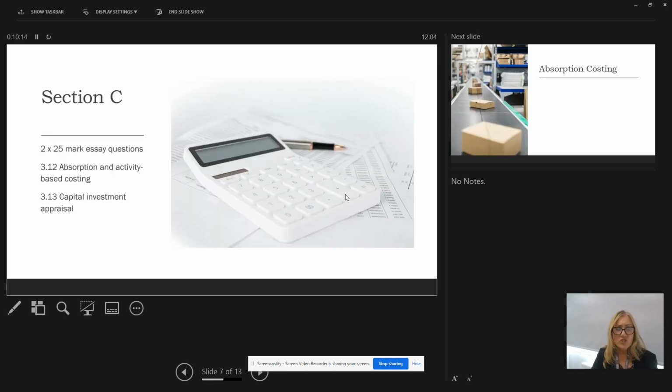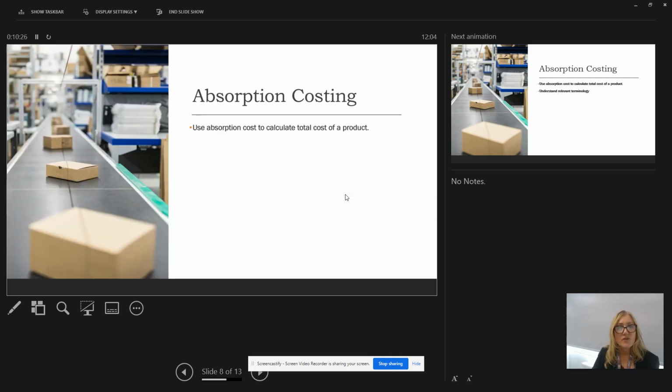Section C, we've got two 25-mark essay questions, and we've only been given two topics, so I would assume that one will be on absorption and activity-based costing, and one will be on capital investment appraisal.